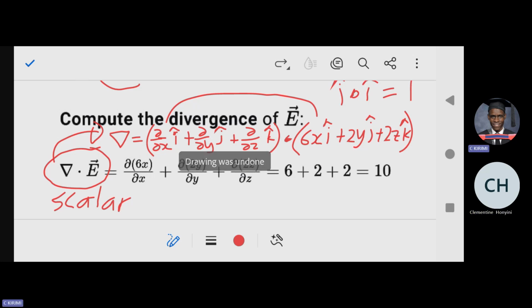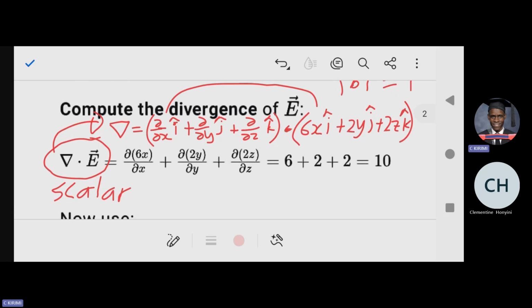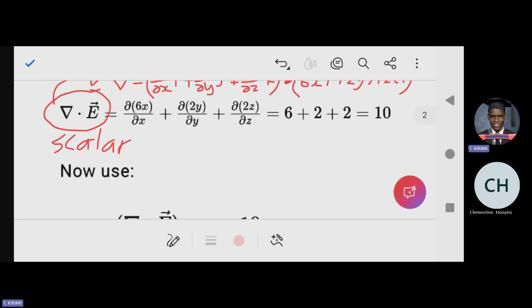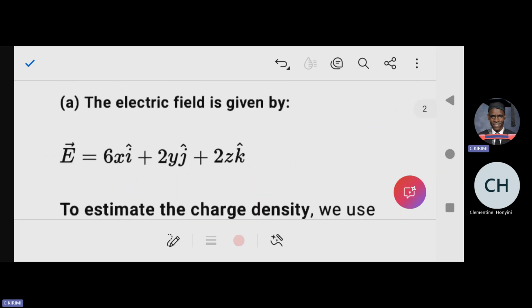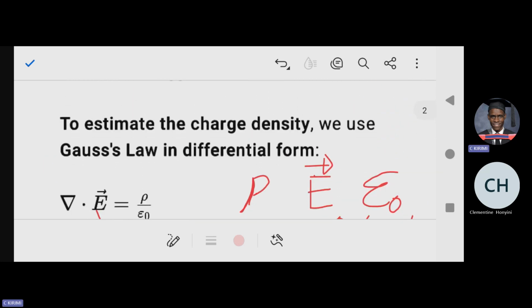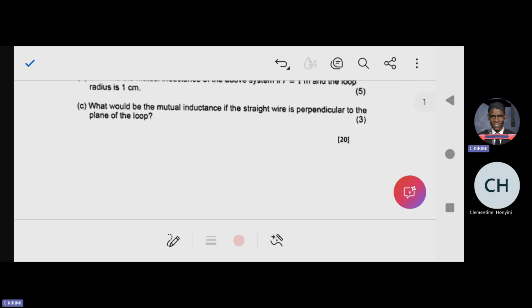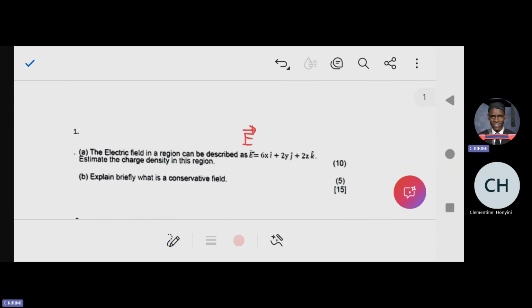So 2 plus 2 plus 2, 6 plus 2 plus 2 is 10. So that is only grad dot E. So we got 10. Now we use the concept that, since we know our formula, remember the charge density, I told you, is given by the symbol rho. That rho is the charge density. Remember, that is what we are looking for here.